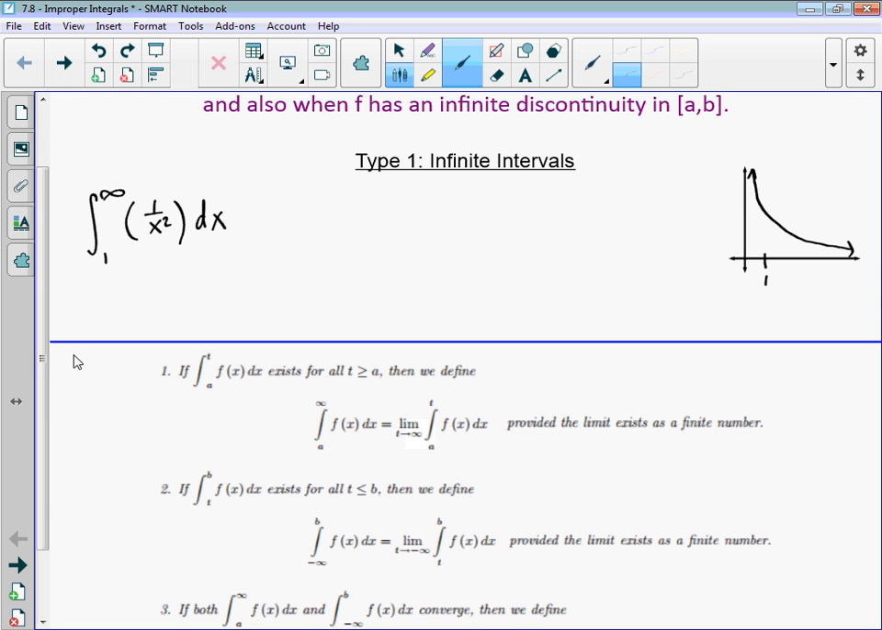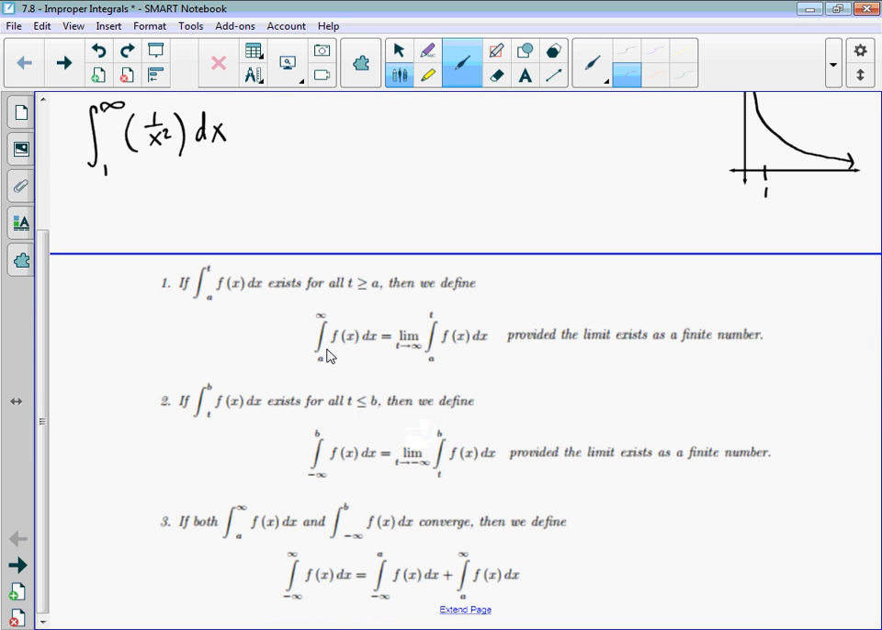Leave me alone. Okay, so what we're going to do for these, if you look down here, it kind of tells you. If we're going to infinity, we're going to replace that infinity with a letter. In this book, they use t. And then we're going to take the limit as t goes to infinity, and solve the integral that way. Because you can't plug infinity in and then plug 1 into this.